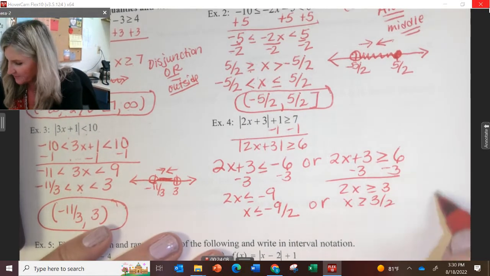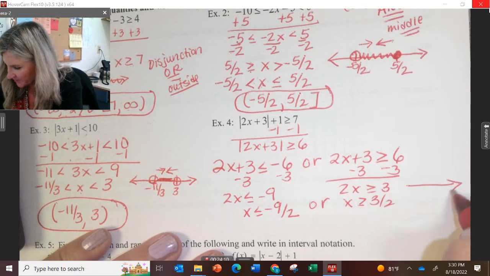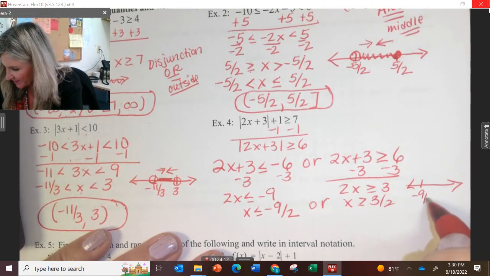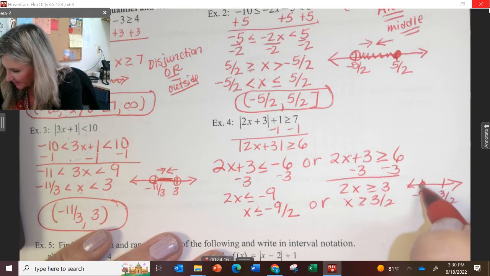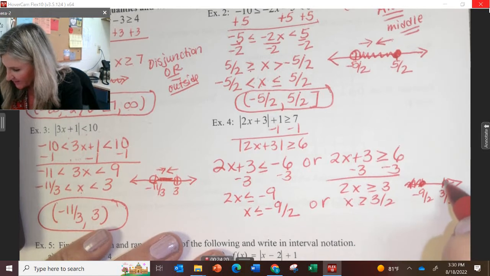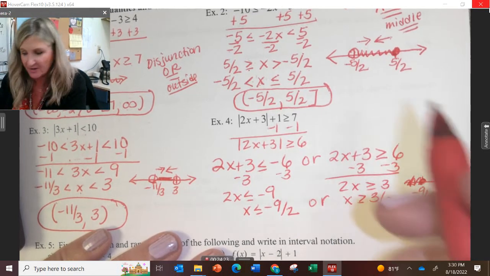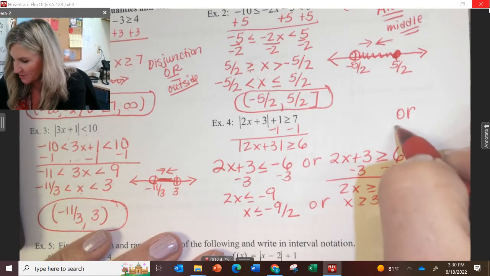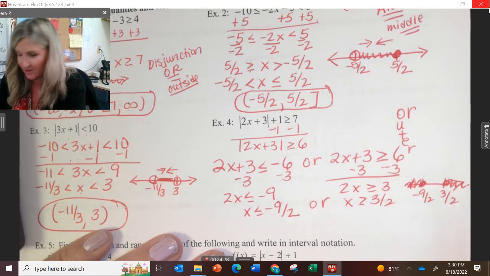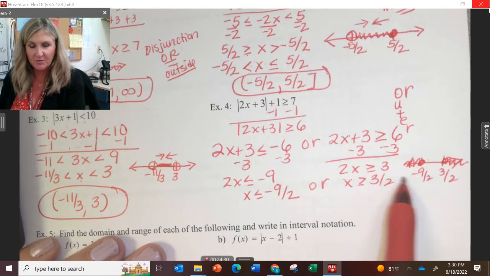Okay, do the number line if you need to. Come over here and just do it real quick. Negative 9 halves, 3 halves. I have to be less than or equal to this. So that's this way. I have to be greater than or equal to this. It's an "or" problem. I should have the outer parts. On an "or" problem, I should have the outer parts, which I do.